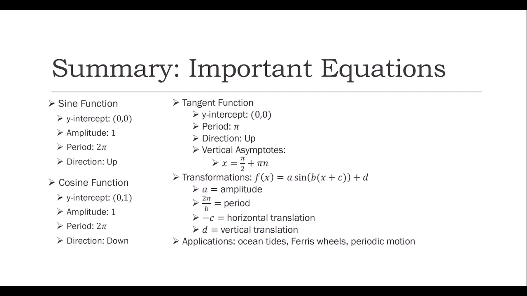For transformations, f of x equals a sine of (bx plus c) plus d, where a is the amplitude, 2 pi over b is the period, negative c is the horizontal translation, and d is the vertical translation. And all of this can be applied to different things such as ocean tides, Ferris wheels, and periodic motion.